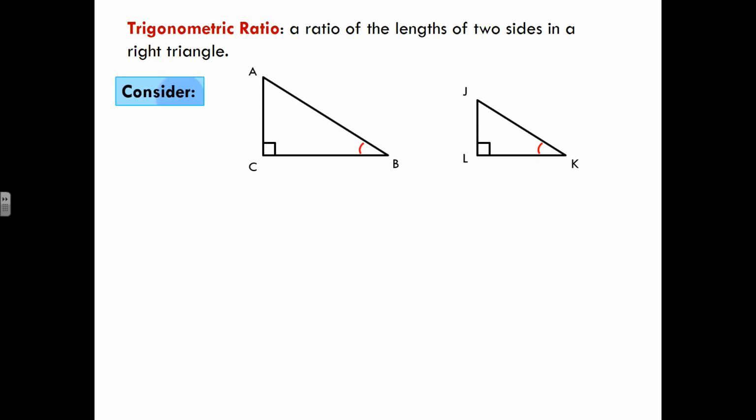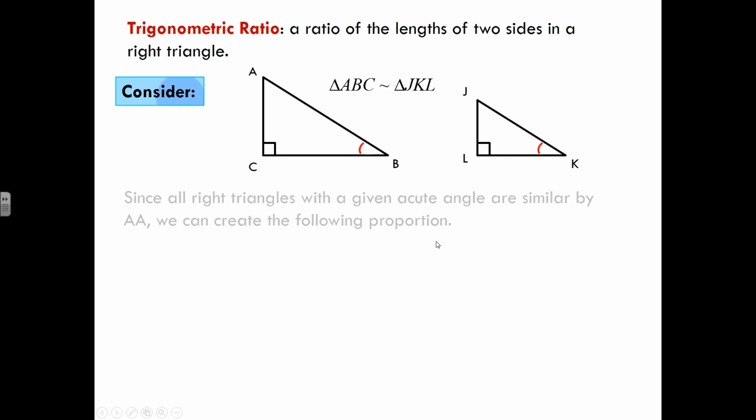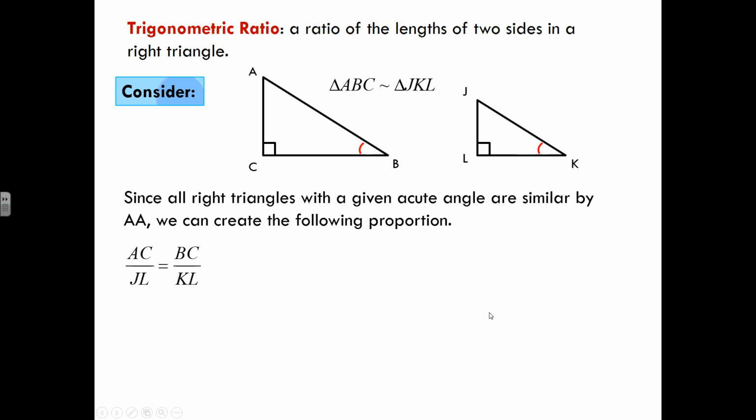So just consider for a moment these two triangles, and I'm going to tell you that they are similar to each other. Based off of their markings, they're right triangles, and angle B is congruent to angle K. So by AA, we know these two triangles are similar, and we can come up with a proportion, just like we did in Chapter 8. So our proportion would be AC is to JL as CB is to LK.